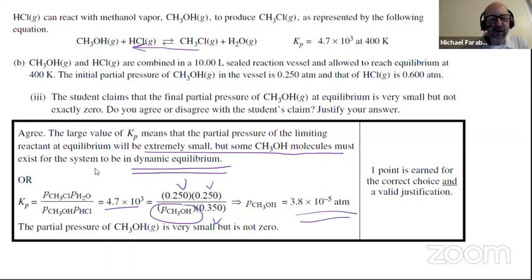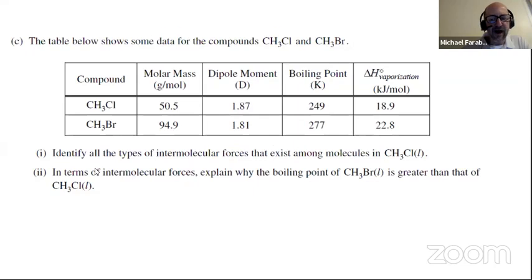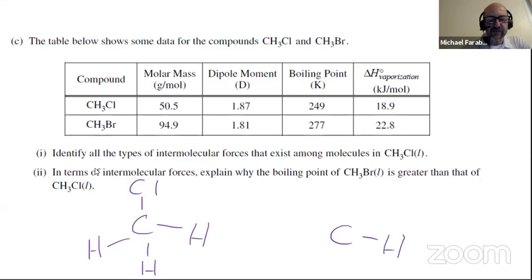All right, so the last part has to do with IMFs and then something about pressure. So again, hang in there. We're talking about CH3Cl versus CH3Br. These molecules are not symmetrical. The dipoles do not cancel out, so they are both polar. But interestingly enough, the CH3Br has a higher boiling point.